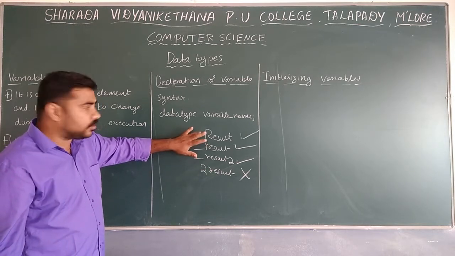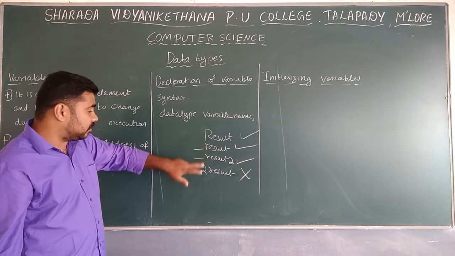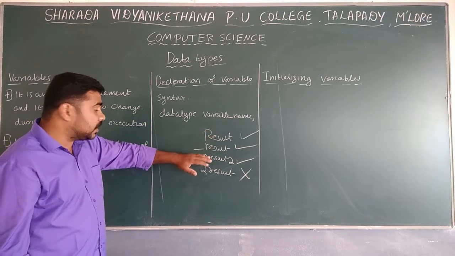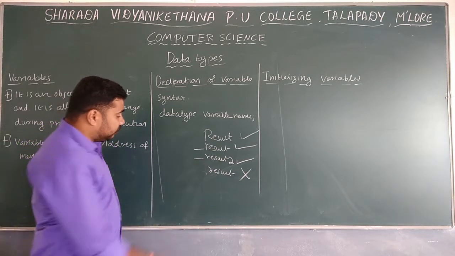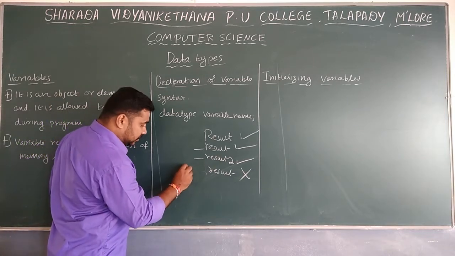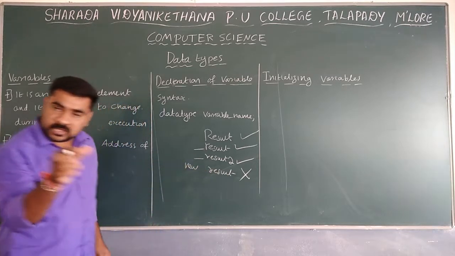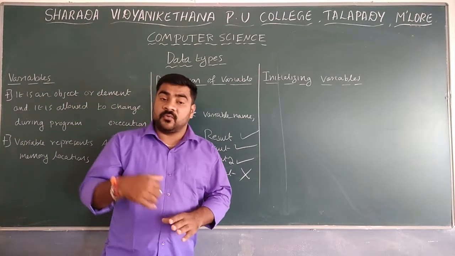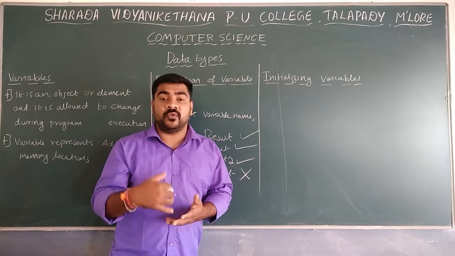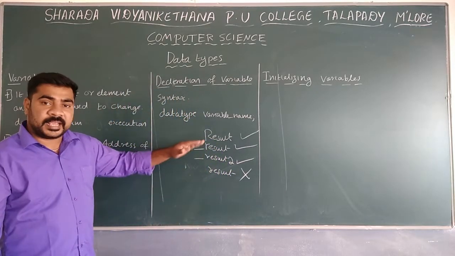A variable name may start with alphabets or underscore, but should not start with digits. Then we should not use space. For example, a name with a space like new space result is not allowed because space should not be there. You have to follow all the rules when you are going to name the identifier. I already explained all the rules.